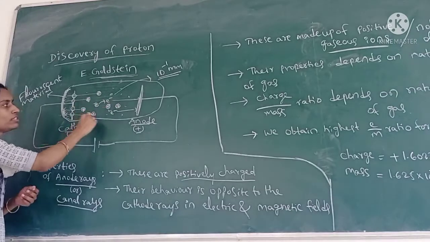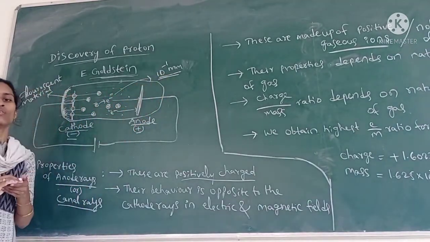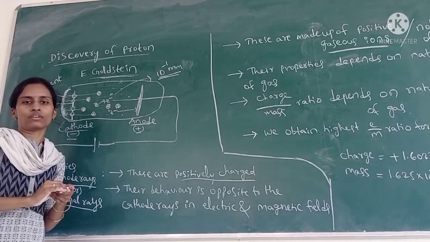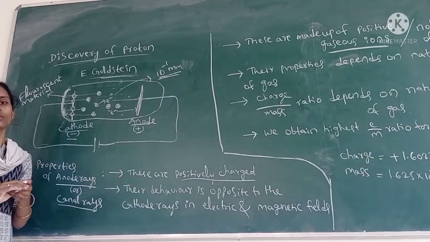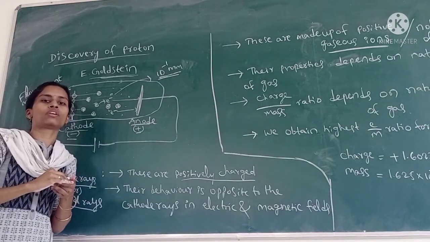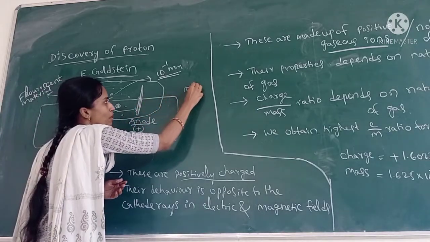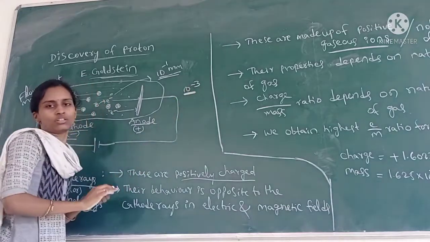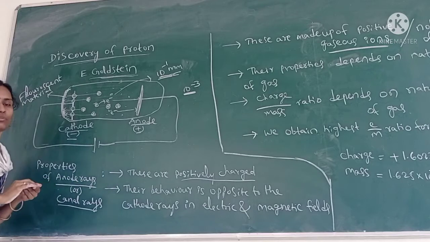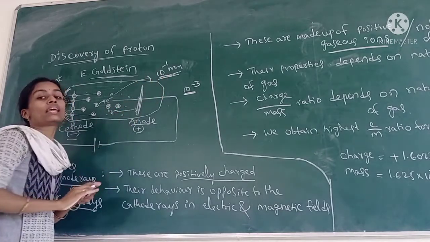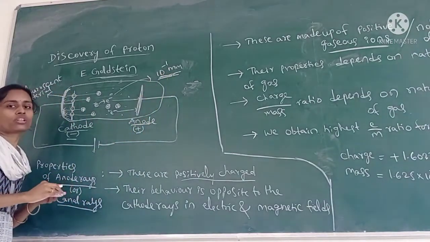What is the difference between there and here? It is the pressure. The pressure inside this tube is maintained somewhat high compared to the electron discovery. Here the pressure is 10 power minus 1 mm of Hg. In the previous experiment, electron discovery, we maintained very low pressure, that is 10 power minus 3 mm of Hg. But here, 10 power minus 1 mm of Hg means the pressure is somewhat increased.